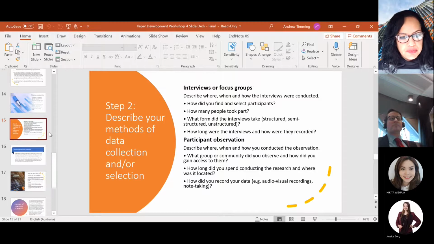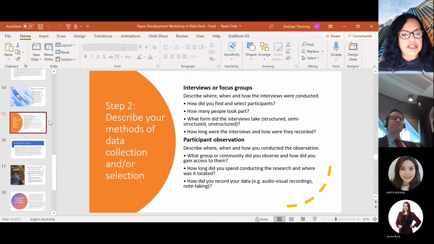Thank you. So step 2 will then involve describing your methods of data collection and or selection. So at this stage, you should give full details of the methods you used to conduct the research, outlining the tools, procedures, materials you used to gather data, the criteria you used to select participants or sources, very similar to the way Andrew described, giving information about the demographics and the characteristics of your participants and so forth. So for example, if you have undertaken interviews or focus groups, you will have to clearly describe where, when, and how the interviews were conducted.